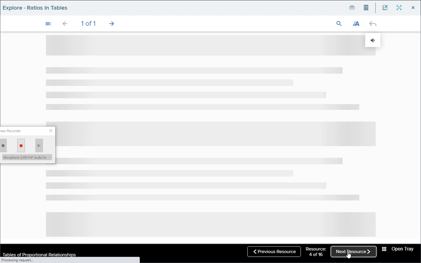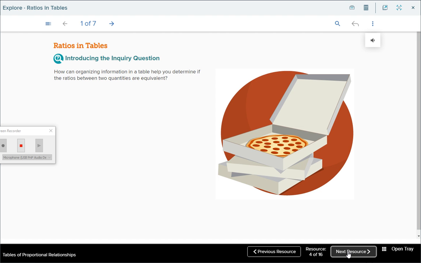Okay, so somebody read that question for me. Savannah, will you read that for us? How can organizing information in a table help you determine if the ratios between two quantities are equivalent? Anybody have any idea how we can do that? Okay, well, we're going to try it. So obviously this question is going to have to do with pizzas, right? Because there's a picture of pizza.